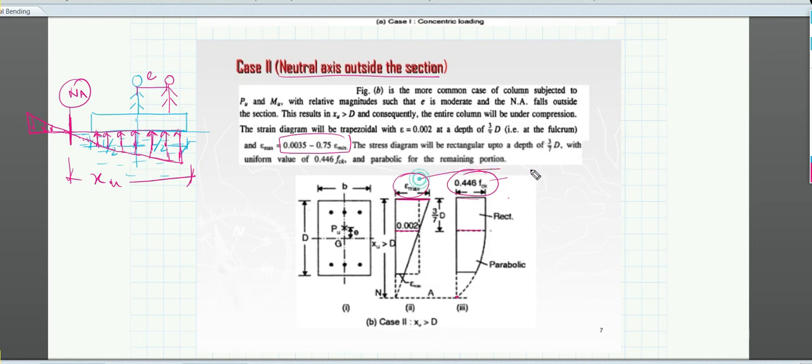This question sometimes comes: what is the value of epsilon maximum, that means the maximum strain in the case of a column, if the minimum strain is provided to you.